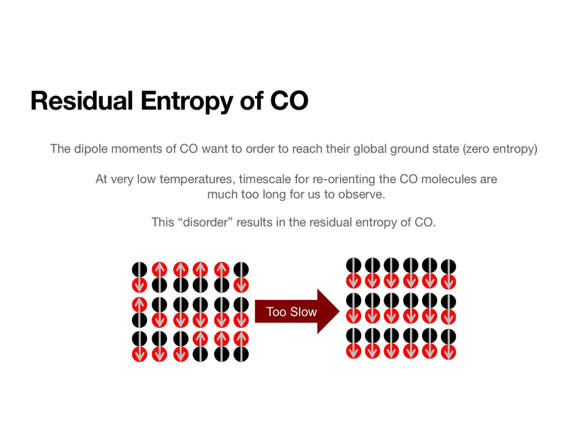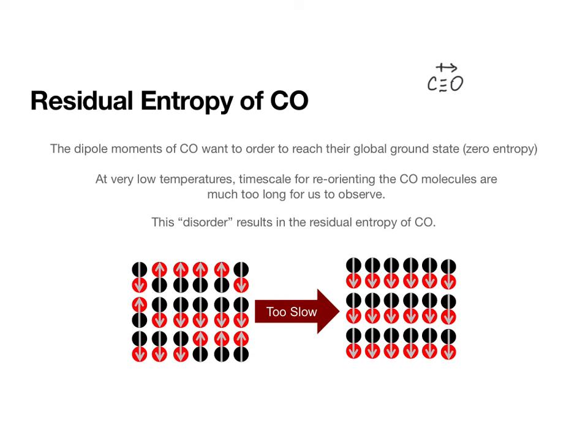Okay, so where is this residual entropy coming from? It turns out that CO has a dipole moment. I know, we keep bringing in all of these gen chem ideas. So we have carbon monoxide, and it has a dipole moment pointing towards the oxygen. And these dipole moments are going to want to order. They're going to want to arrange themselves so that they all point in the same direction in order to reach their global ground state, or zero entropy, or lowest energy.